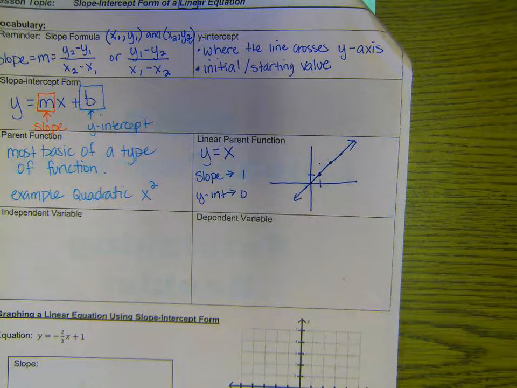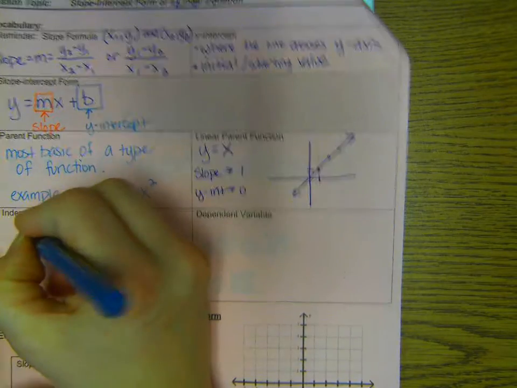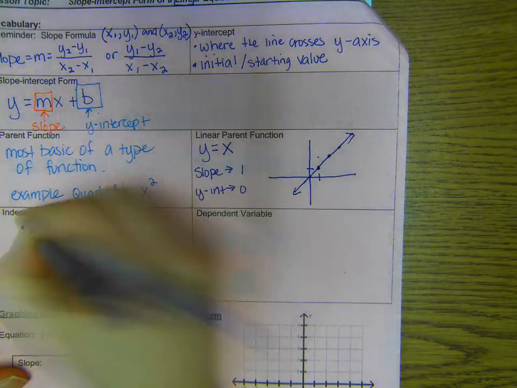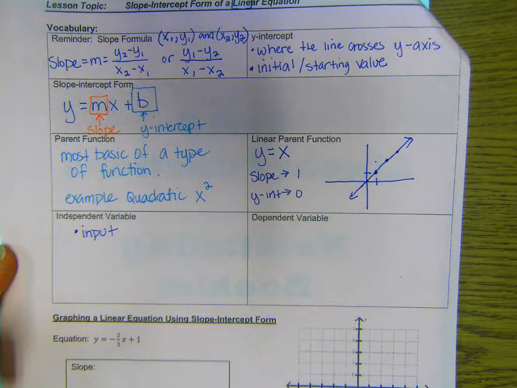Just to review some things from earlier on. Independent. Do you remember? What's some other words for independent? Hey, good! Somebody said input. Input. Independents are input. What variable is the input? The x.